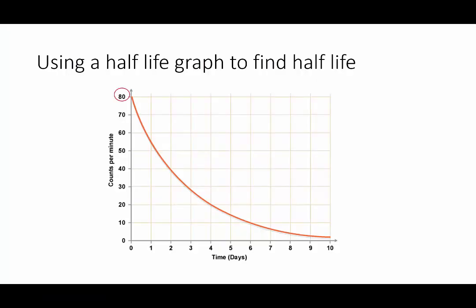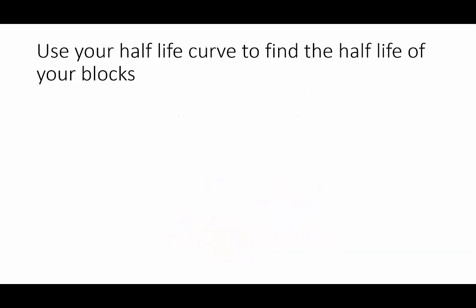So, how do we use a half-life graph to find half-life? Find the maximum, halve it. Draw a line across and a line down. The half-life is the time you get on the axis. So, if we draw a half-life graph.